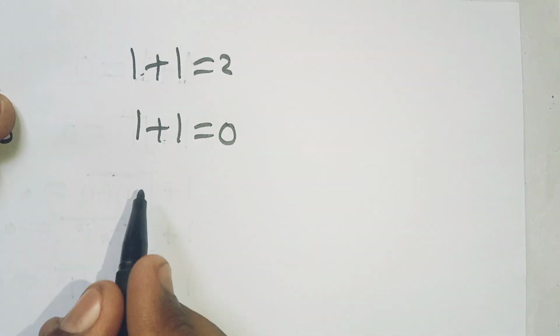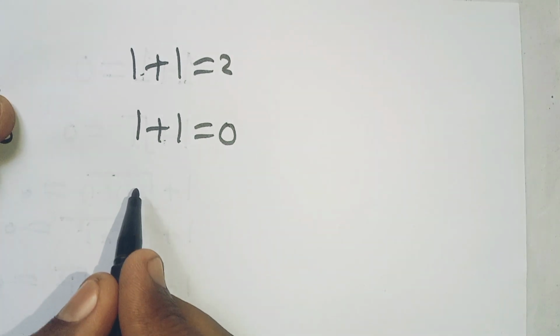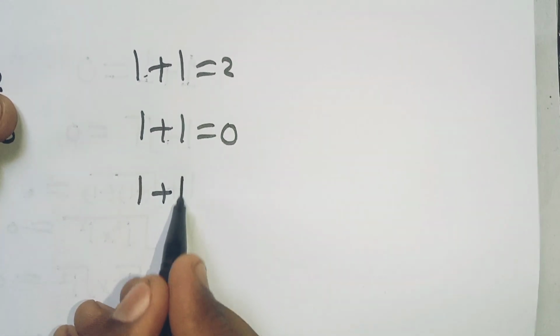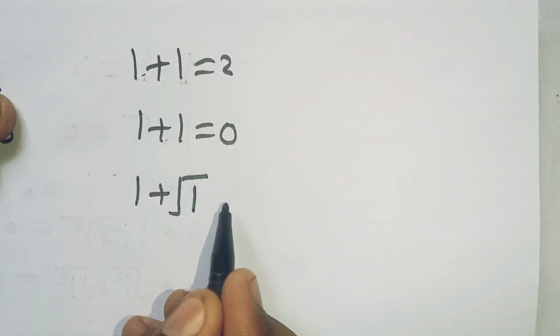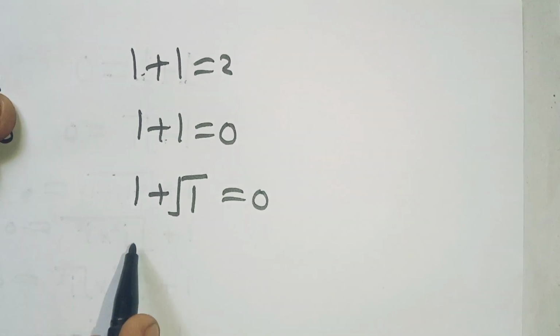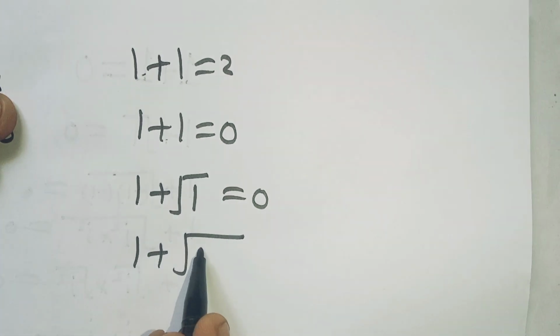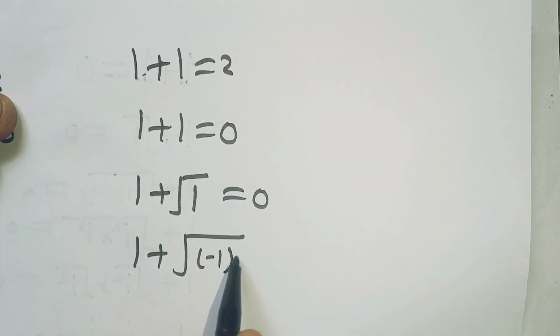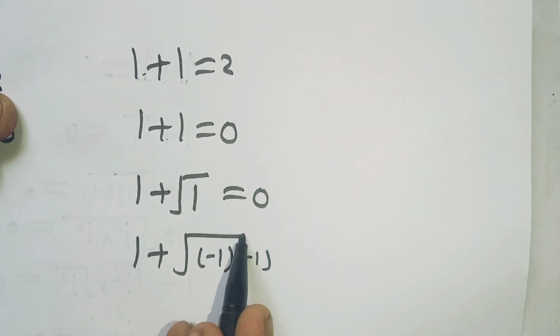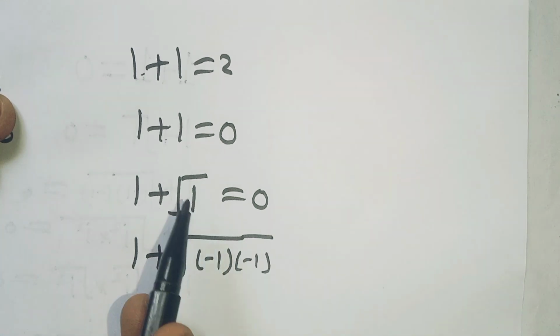Okay, so here 1 plus 1 I can also write as 1 plus square root of 1, where 1 equals 0. So 1 plus square root 1 I can also write as 1 plus square root of (minus 1) into (minus 1). If we multiply, we get the same result.